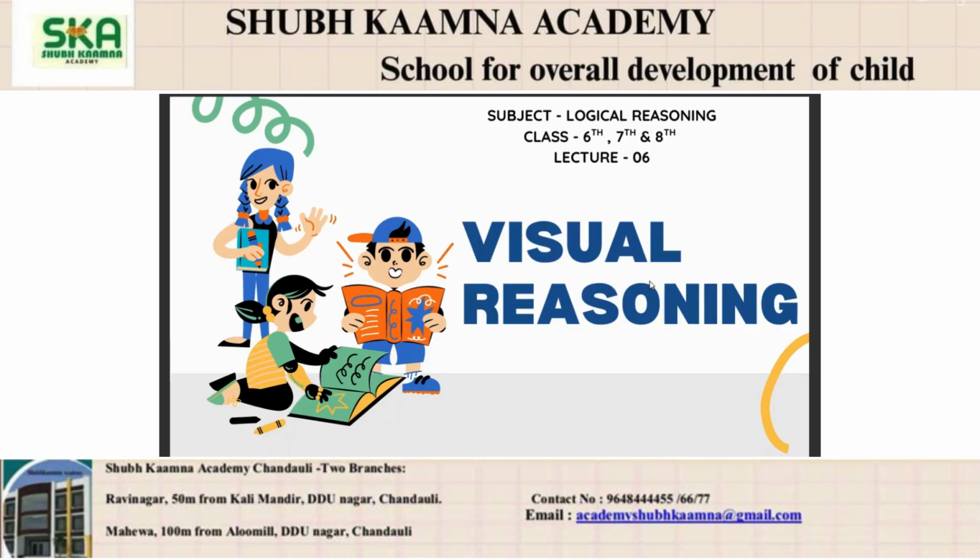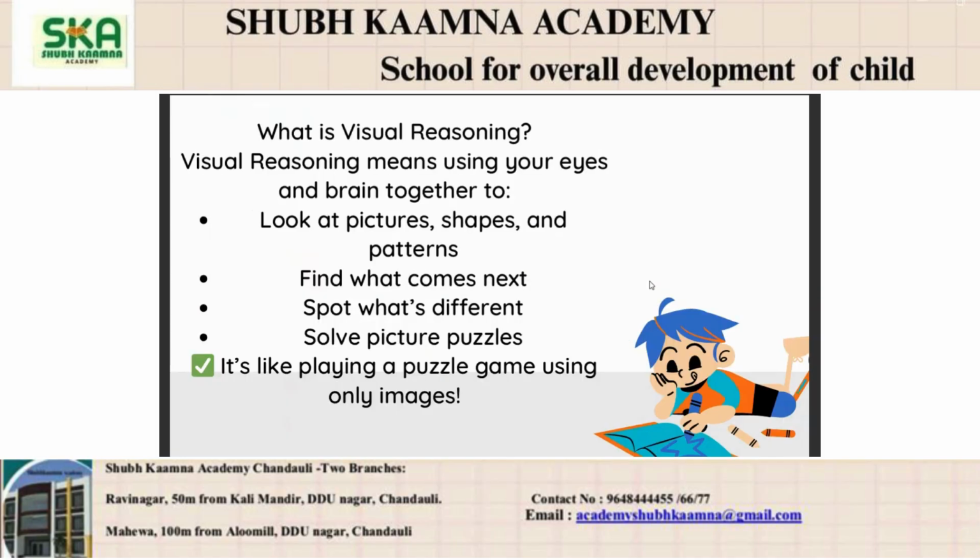Today's lesson is all about visual reasoning, using your eyes and brain together to solve fun picture puzzles. So let's dive in. What do we mean by visual reasoning? Here it means using your eyes and brain together to look at pictures, shapes, and patterns to spot differences, find what comes next, and solve tricky image puzzles. It's something like playing a puzzle game, but with your brain.